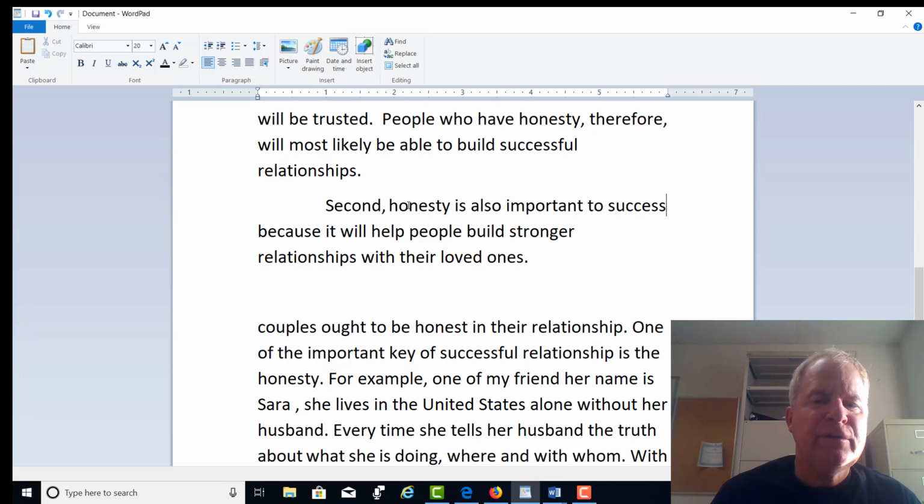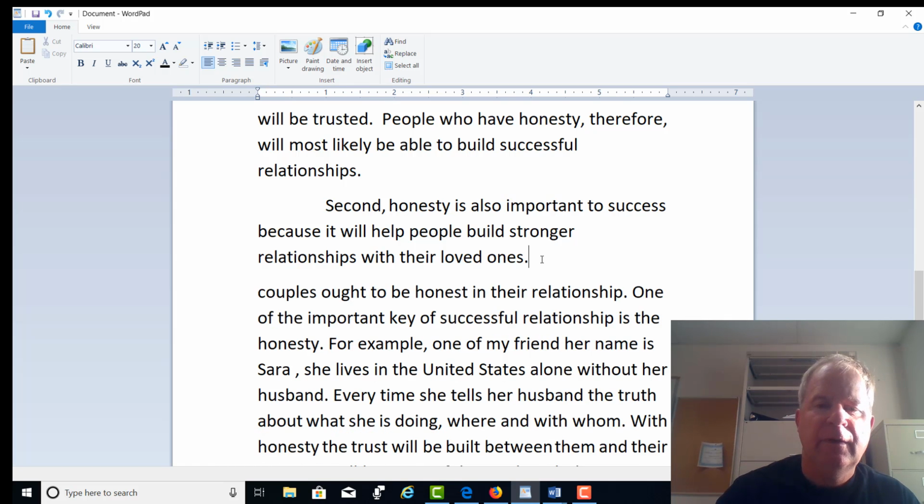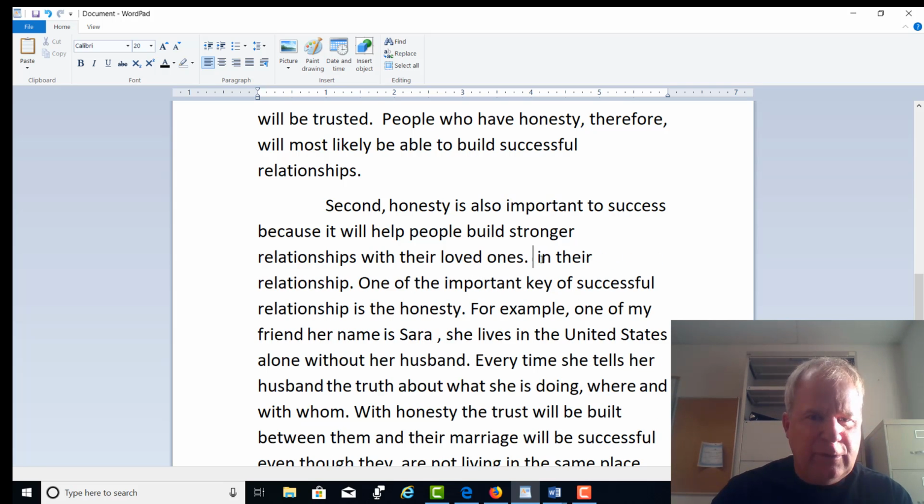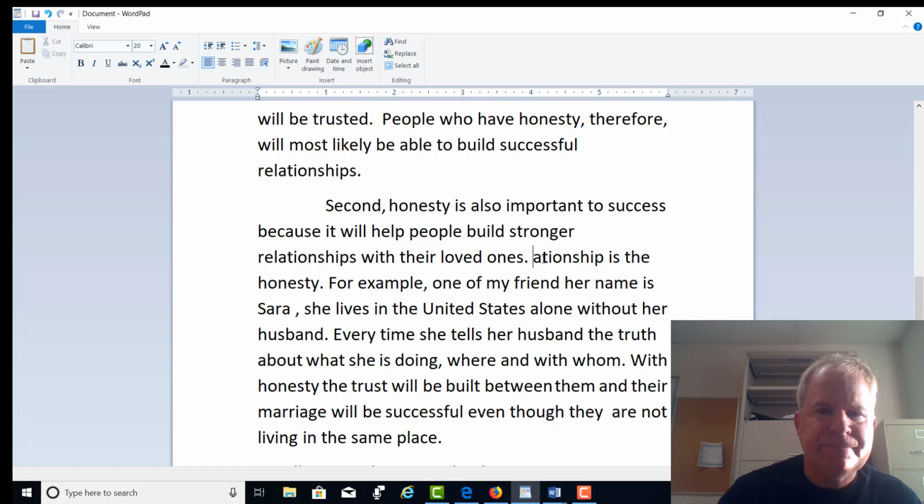That's why I said honesty is also important to success because it will help people build stronger relationships with their loved ones. And then you can use that sentence that you have. Couples ought to be honest in their relationships. One of the most important keys. Nah, we need to get rid of this. This is not. Let's get to the example.